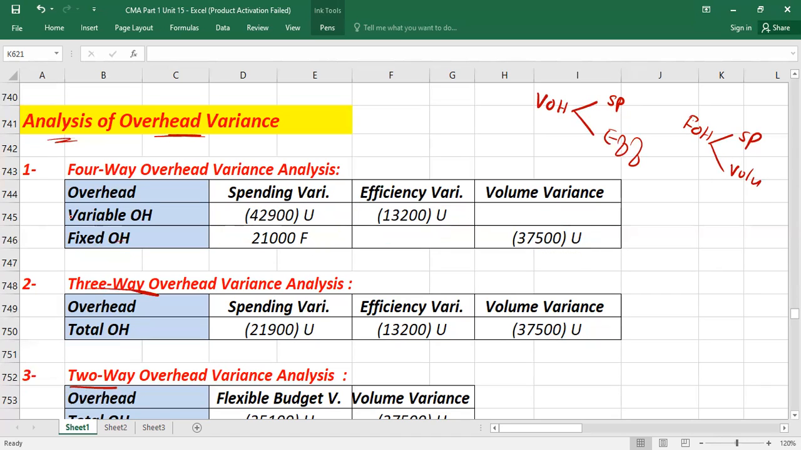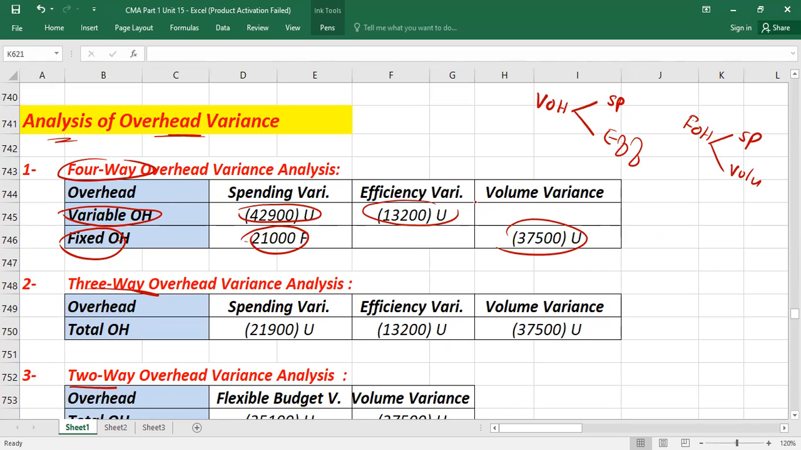For example, if I'm using how many ways? Four ways. Four-way means I have to report four variances. What will I do? For variable overhead, I will report two variances. Which two variances? Spending and efficiency. And for fixed overhead, I will also report two variances. Which ones? Spending and volume. So if I report four variances, this is called four-way reporting.